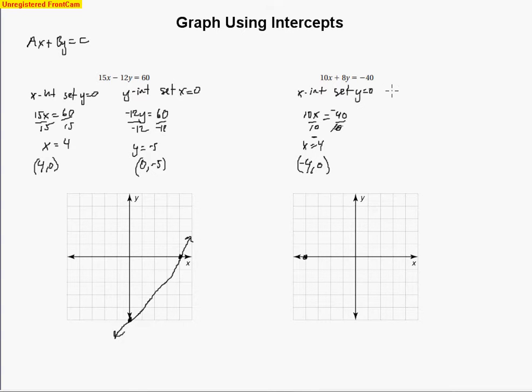So the next point is the y-intercept, and I'm going to set x equal to 0 to find that. So when I cancel out the x term, I'm left with 8y equals -40.